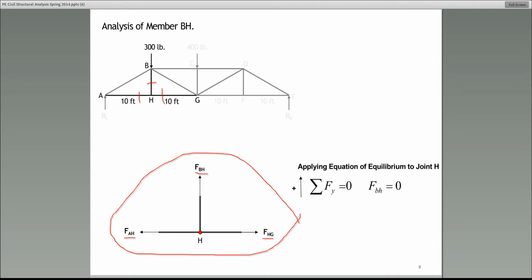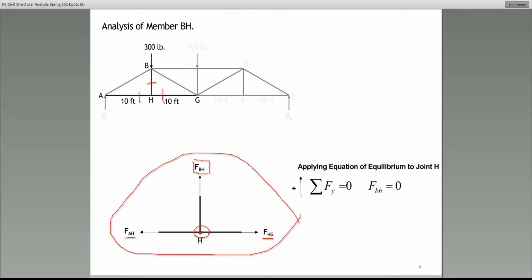Now, once you have the free body diagram, what you need to do is apply the equations of equilibrium. And as Stephen told us earlier, there are two equations of equilibrium at each joint. Those are summation of forces in the x direction and summation of forces in the y direction. Now pay attention. If you sum the forces in the x direction at the joint H, what do you get? You would get FHG is equal to FAH. What are you solving for? We're solving for FBH. All right? So the unknown would not even show up in the summation of forces in the x direction.